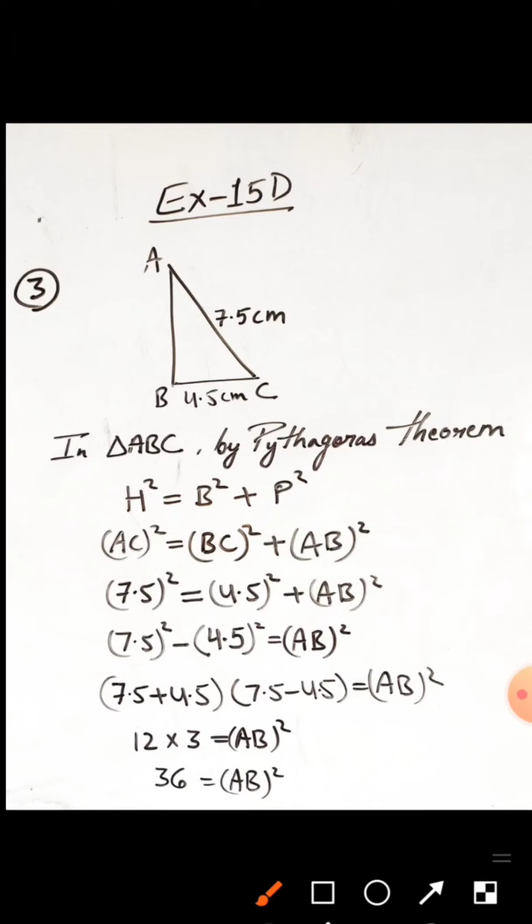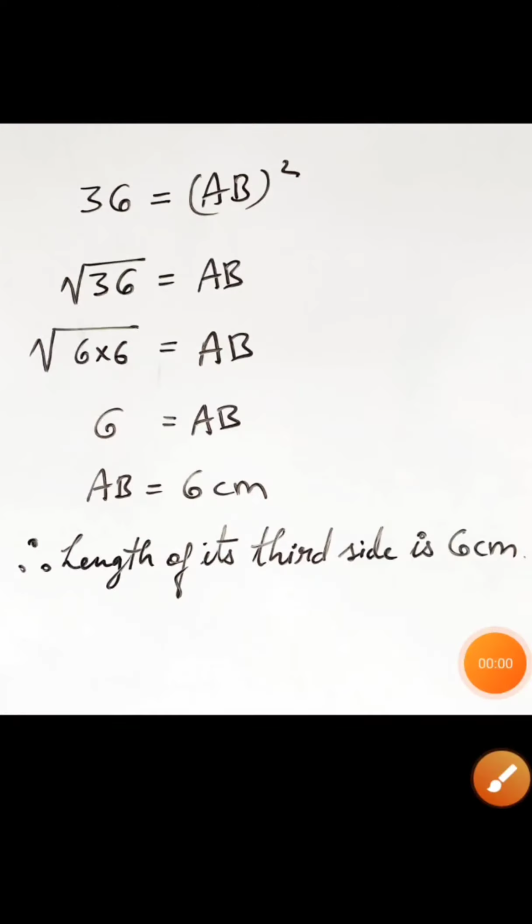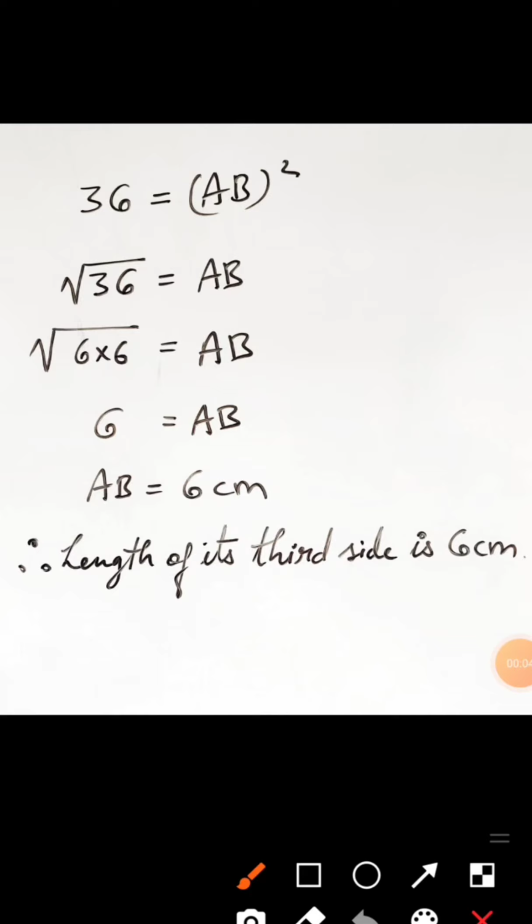So in place of a we have 7.5, in place of b we have 4.5. So a plus b means 7.5 plus 4.5, and a minus b means 7.5 minus 4.5. So now we'll solve. 7.5 plus 4.5 will be 12, and 7.5 minus 4.5 will be 3. So 12 into 3 will be equal to 36. The same thing is written here, that AB is equal to square root 36.